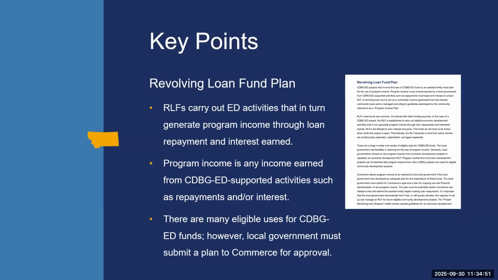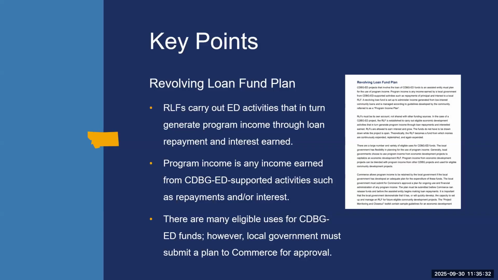I also want to highlight pages 7 through 8 because these detail revolving loan fund plans. If you are familiar with CDBG more broadly, but less familiar with CDBG economic development specifically, I really encourage you to pay particular attention to this section of the chapter. Revolving loan funds can be quite complex, so it's just something to be aware of. As a reminder, RLFs carry out economic development activities that in turn generate program income through loan repayment and interest earned. So they operate a little bit differently.